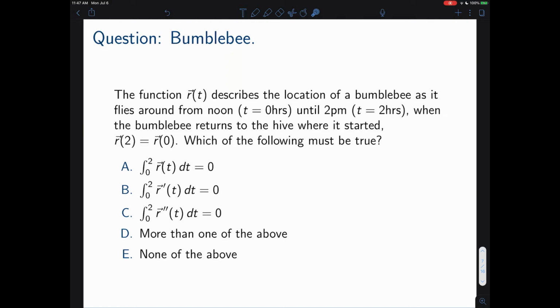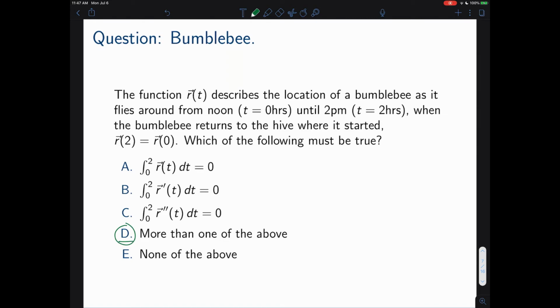The integral from 0 to 2 of r of t is 0. The integral from 0 to 2 of r prime of t is 0. The integral from 0 to 2 of r double prime of t is 0. Or it could be more than one of the above, or it could be none of the above. Well, the answer is that, to tell you the truth, it depends a little bit on how you interpret it. I think I would say more than one of the above.